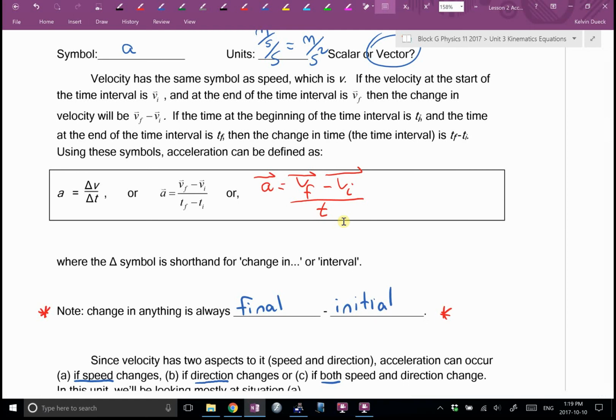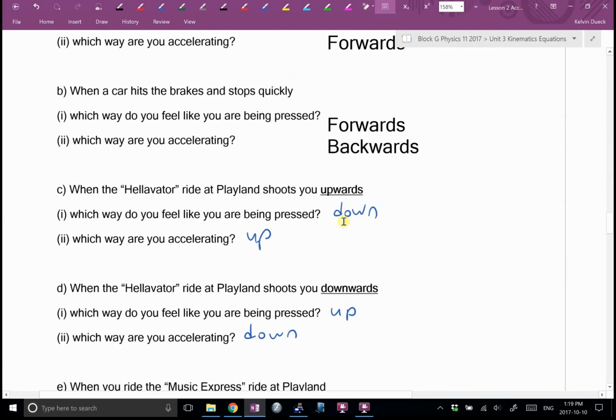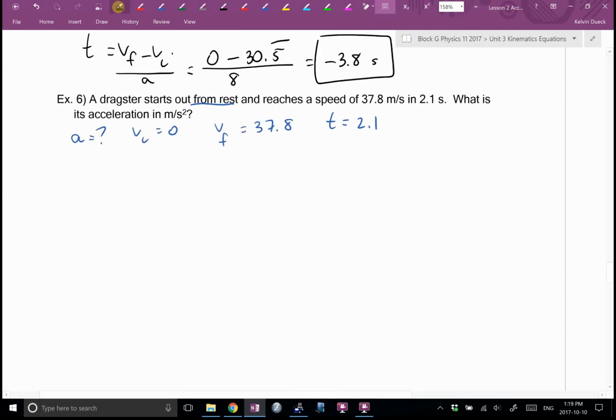And that's how we'll read it. We won't read it as acceleration equals final velocity minus blah, blah, blah. A equals VF minus VI over T. So we'll just say the letters. I totally agree with you. And we're expecting a positive answer, yes? A equals VF minus VI over T.